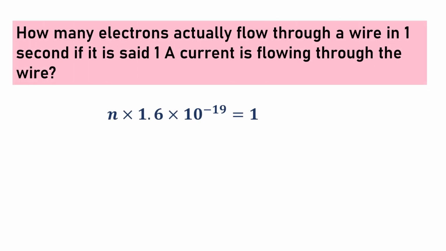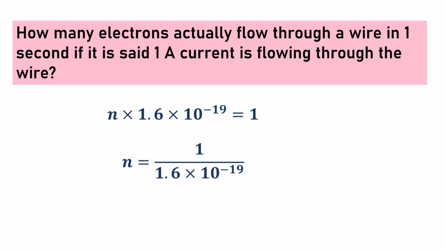In the next step, n remains on the left hand side, and this term 1.6 into 10 to the power minus 19, we take to the right hand side. This is a term that was multiplied with n on the left hand side. So when the whole term goes to the right hand side, it gets divided. So 1 divided by 1.6 into 10 to the power minus 19, we can do that.